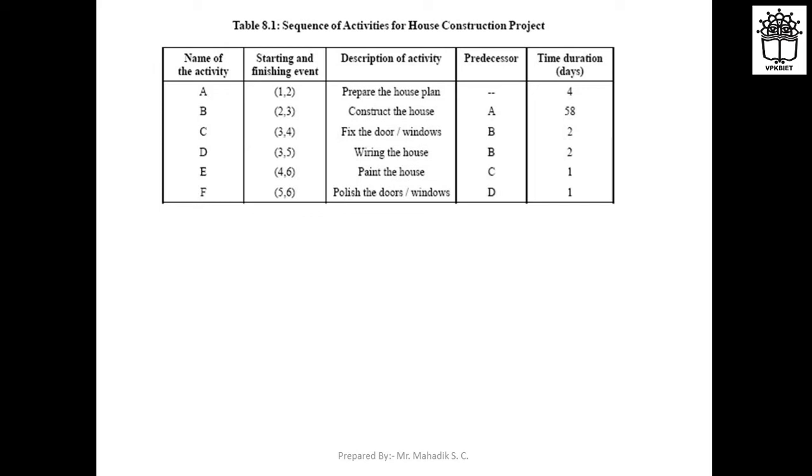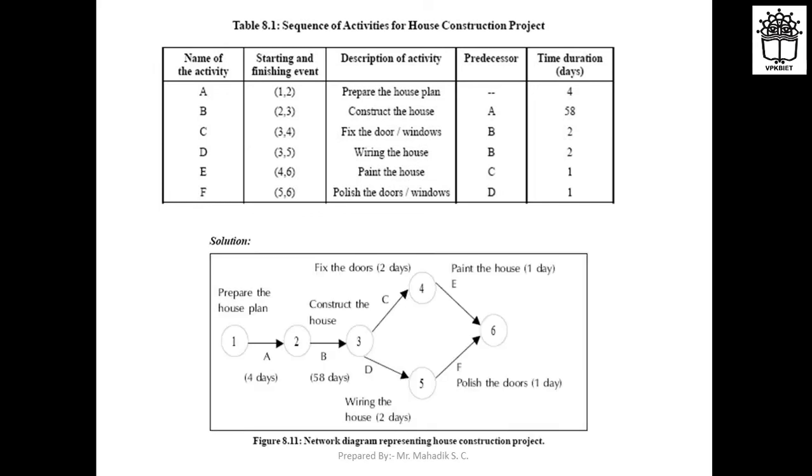Let us see how to draw this. You can see that the starting event is 1 to 2. The activity for that is A, so you can just note that activity as A. Then for 2 to 3, another event, you can draw circles 2 and 3 and connect them. The activity will be B.